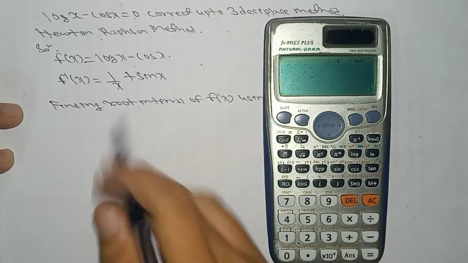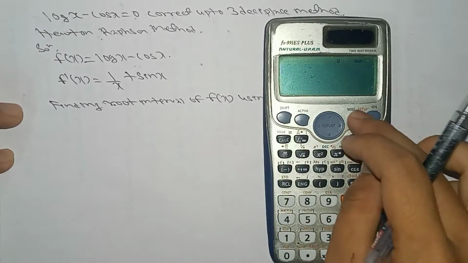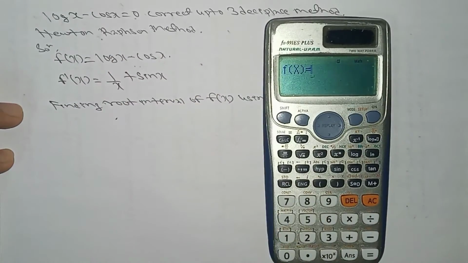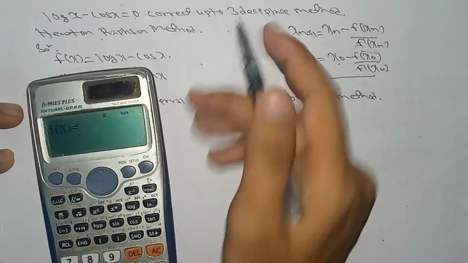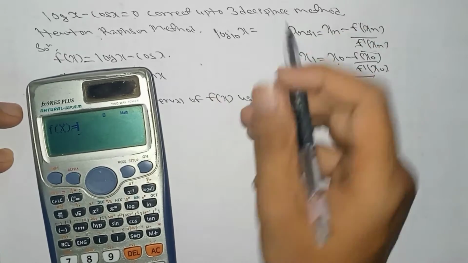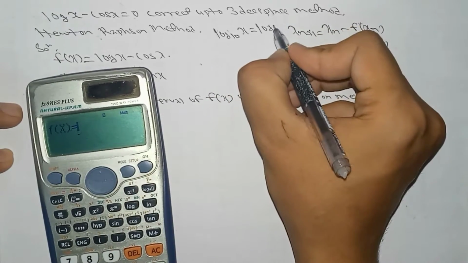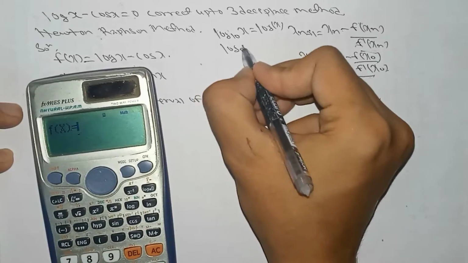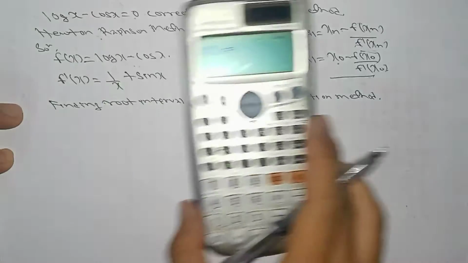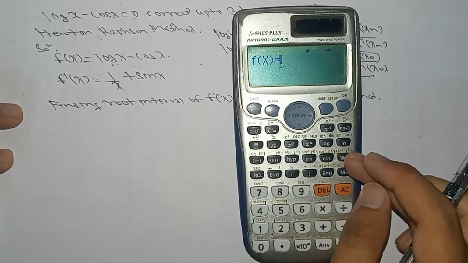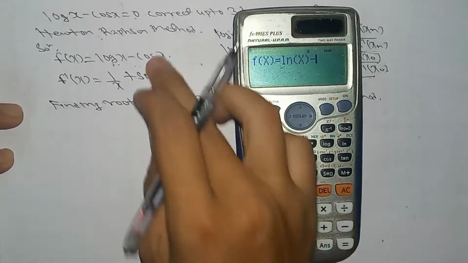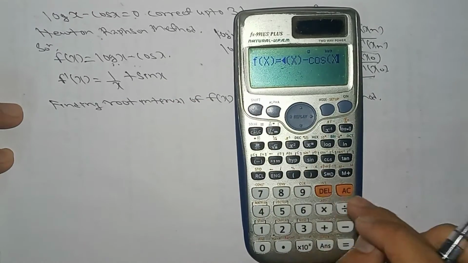Now to find the interval, press mode, then press 7, then give this function. Here we have log x. Always remember that if we have log base 10 of x, then in the calculator write log. If we have log base e, or only log, then we have to write ln in the calculator. Here we have only log x, so we write ln, then alpha, then x, then minus cos x.